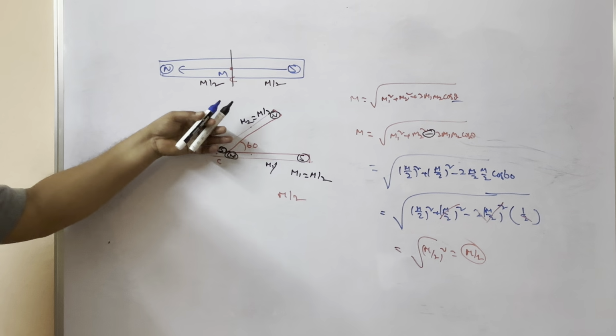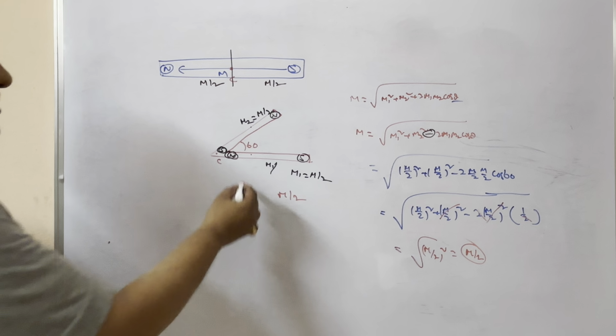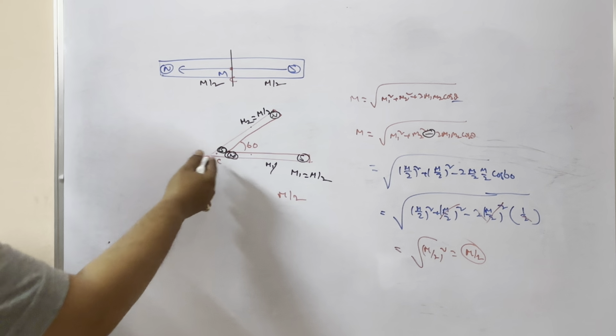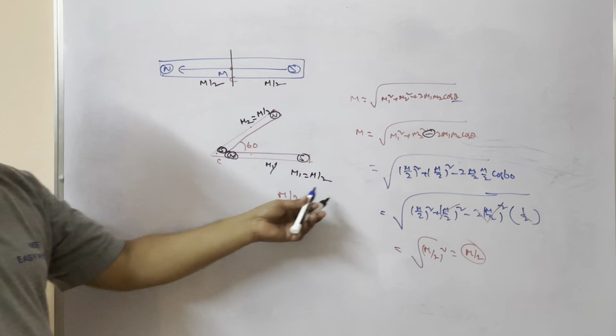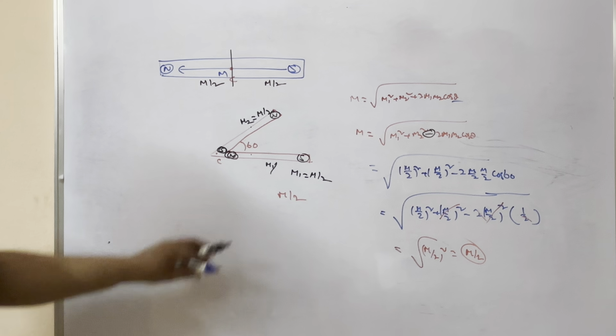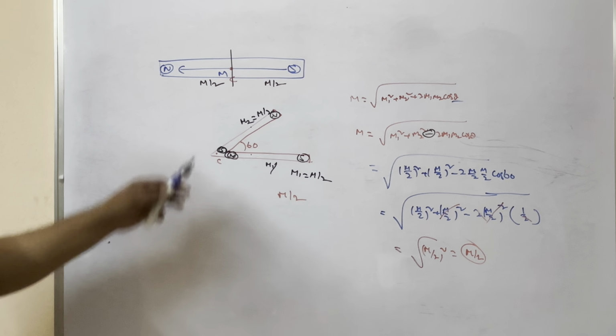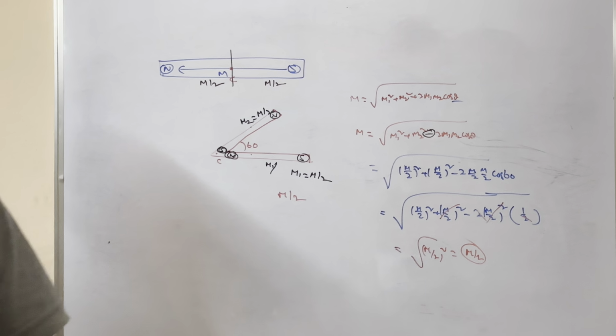They may give 90 degrees. If they give 90 degrees, the answer is root 2 times M by 2. They may give 120 degrees. You can cross-check how much you are going to get. Like this you have to practice, then definitely you are going to get the answer.